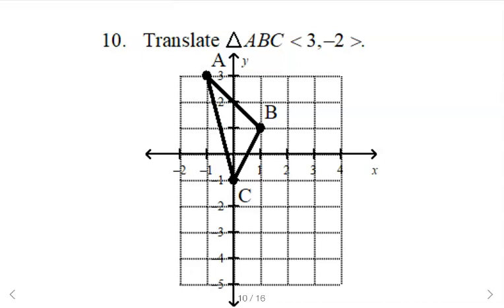Here we're translating each point to the right 3, and then down 2. So A prime will be there, B prime to the right 3, down 2. C prime to the right 3, down 2.